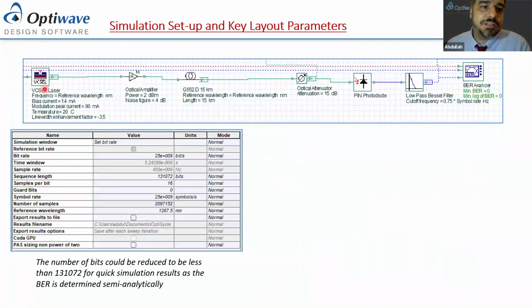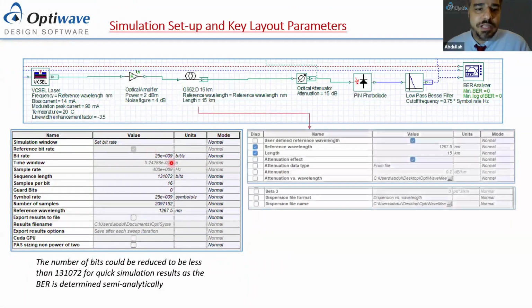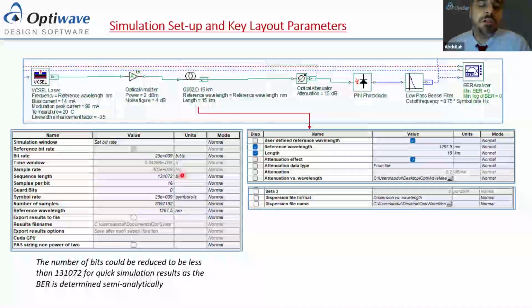Here we have the VCSEL laser operating at the wavelength of interest that we're examining. We have the linewidth enhancement factor set to -3.5 in this case. And we have an optical amplifier, to try to make the power launched into the fiber 2 dBm, which is what's been stated in the article. Then we have the fiber model, and this is the general layout for the parameters in the simulation. We're operating at 25 gigabit per second here, and we're using about 1 million bits for simulation modeling.